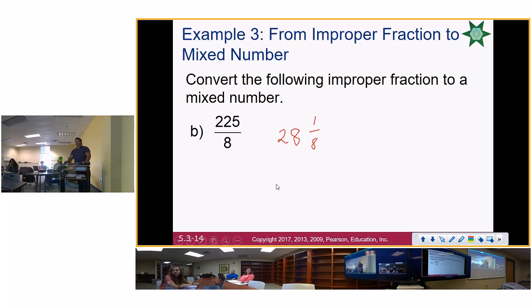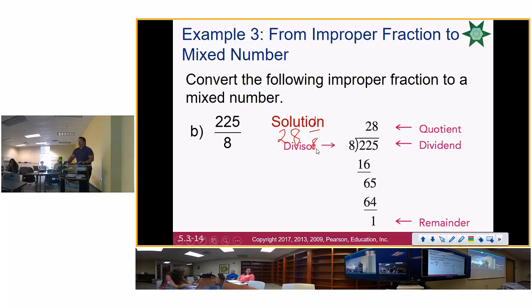Let's check it. 8 will go into 22 2 times. 2 times 8 is 16. That leaves us 6. Bring the 5 down. That's where I got the 65. 8 will go into 65 8 times. 64, and there's your 1 remainder.